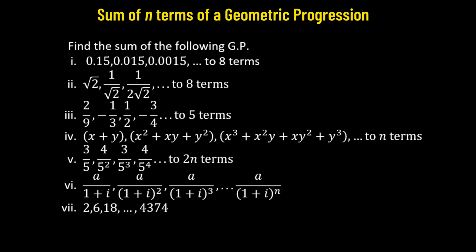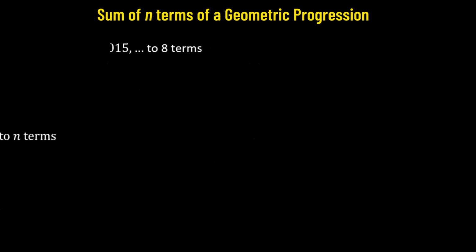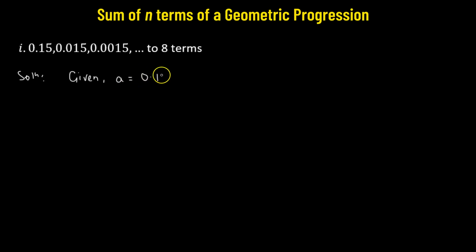In this section, we will work on a few problems based on finding the sum of the given geometric progression. So let's begin. Problem number 1. So here we have a geometric progression. We need to find the sum to 8 terms. So let's begin. First, here we have the first term, which is given by 0.15.